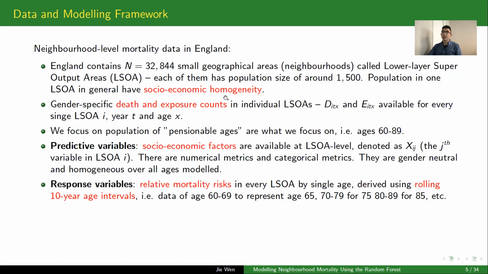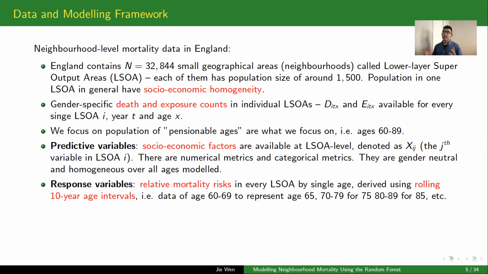For every LSOA, there are gender-specific death and exposure data available by single year t and age x, which are D_{i,t,x} and E_{i,t,x}. The format of these D and E is pretty much similar to the data used by most of the other mortality models as well. In terms of the age range, we focus on the population of pensionable ages, which means those above age 60, those already retired, or those close to retirement.